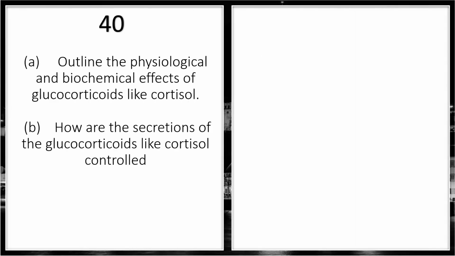Number 40. Part A. Outline the physiological and biochemical effects of glucocorticoids like cortisol. Part B. How are the secretions of glucocorticoids like cortisol controlled?